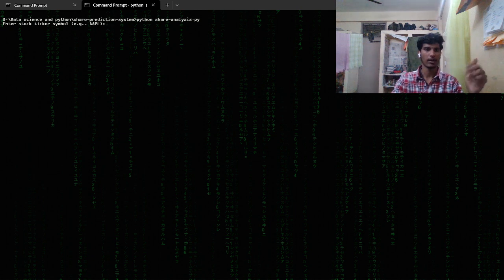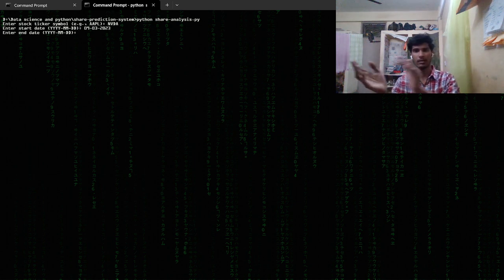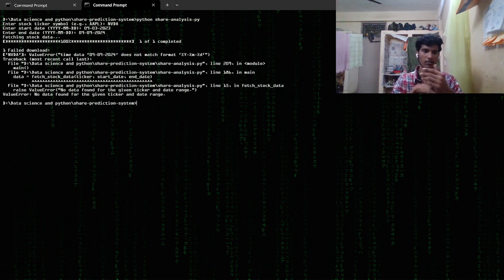Here we are told to enter the stock ticker symbol, so we will go for NVIDIA, writing NVDA as its ticker symbol. Then we have to enter the date on which we purchased, so we are just writing a random date, and the date on which we want to know the result is also a random date. Here it is fetching the data.